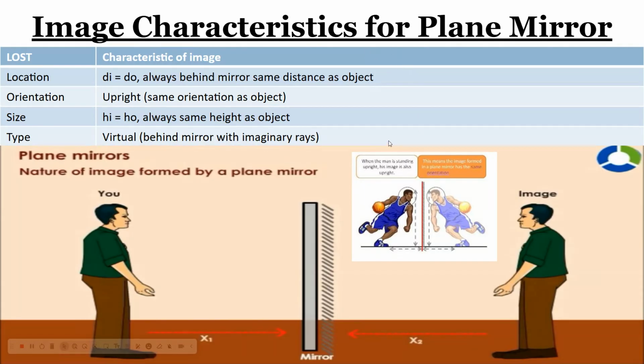So plane mirrors, their characteristics, they're always kind of the same thing. DI is equal to DO, orientation is upright, size, HI is equal to HO, and type, virtual. The image appears to be behind the mirror because it's made by traceback rays. So it's important to remember these characteristics because they will be useful in helping you be more certain of the answers when you draw your actual ray diagrams.